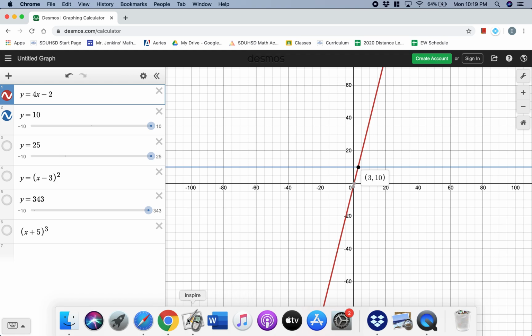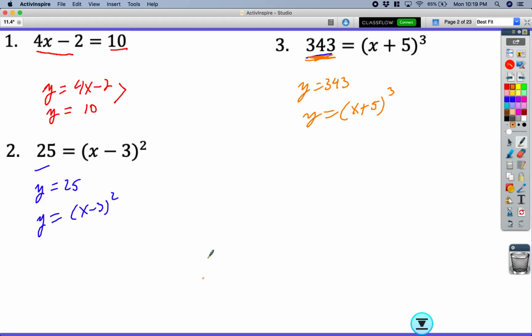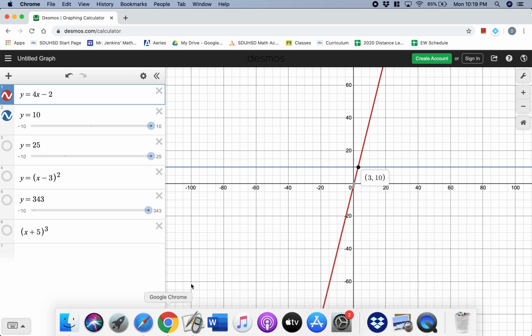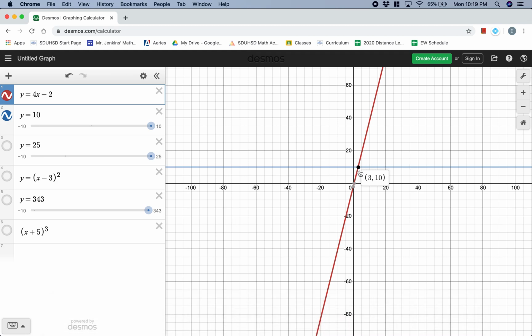If we just do this for this first one right here, but if you solved this normally over here, you'd get 4x is equal to 12. And when you divide both sides by 4, you'd get x equals 3. So you can see that on your graph. That's just where those two values intersect right there on the 3.